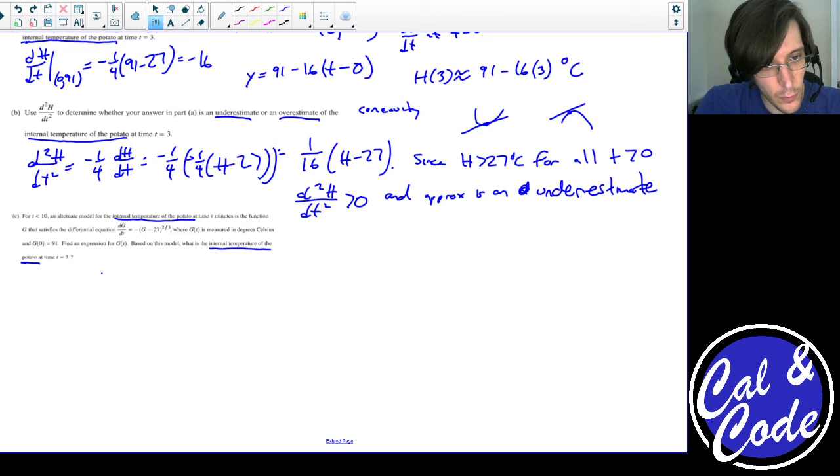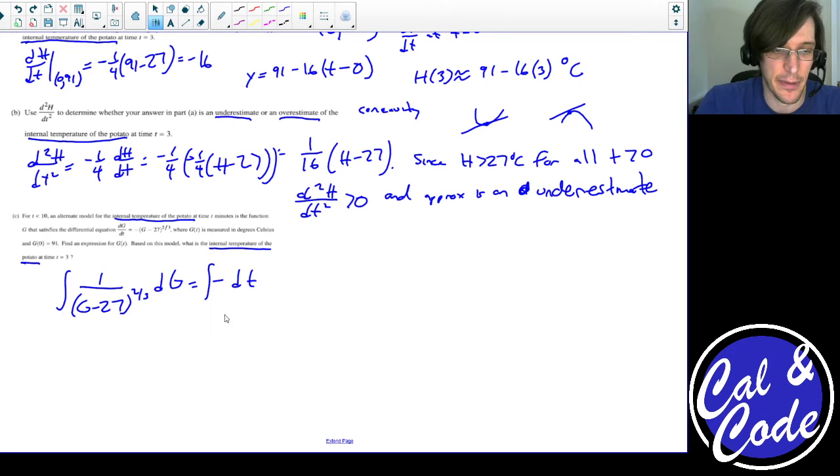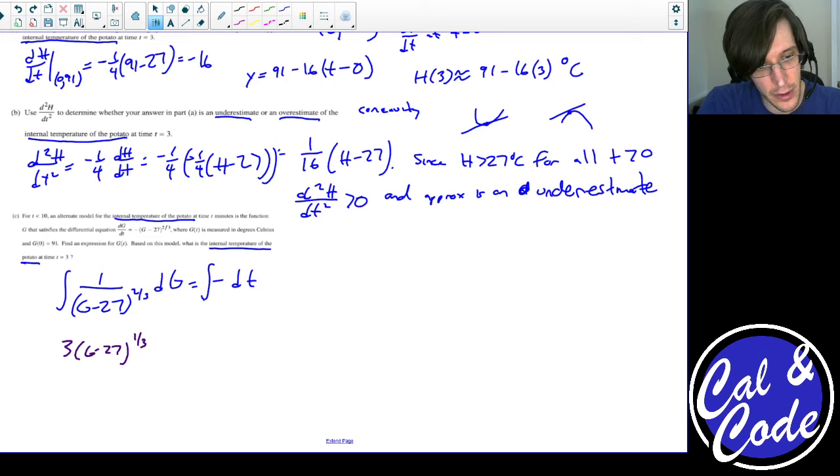And I end up with 1 over (G minus 27) to the 2/3 dG is equal to negative dt. I left the negative over there. It makes me happier to leave something on the other side. I didn't want to really move the negative over. Oftentimes it kind of leads me to mistakes. When I integrate this thing, we're going to end up with G minus 27 being to the 1/3 power times a 3.